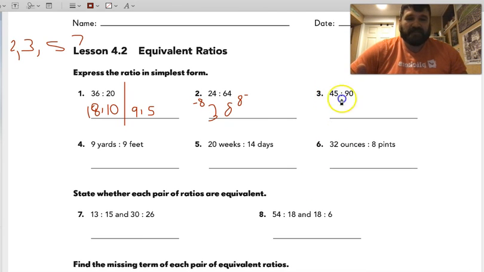Perfect. I love this one because I hope right away that you know that 45 is half of 90. So for every 45, there's 2 more.